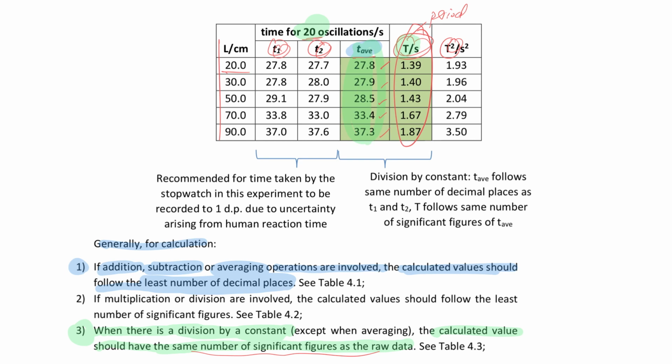And for the last column, T squared, you can actually treat it as multiplication. So T times T. As mentioned here, when multiplication or division are involved, the calculated value should follow the least sig fig. So since all these are in 3 sig fig, T squared will be 3 sig fig also. Very important, must be consistent and no units inside.